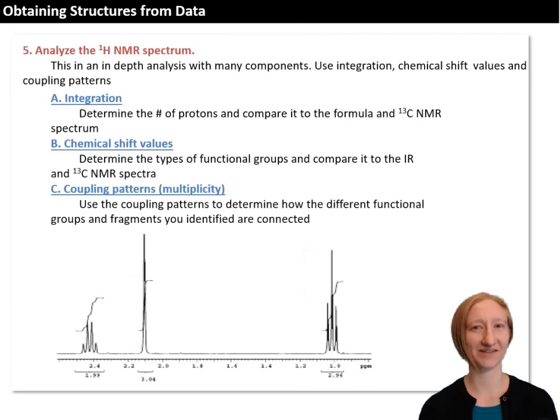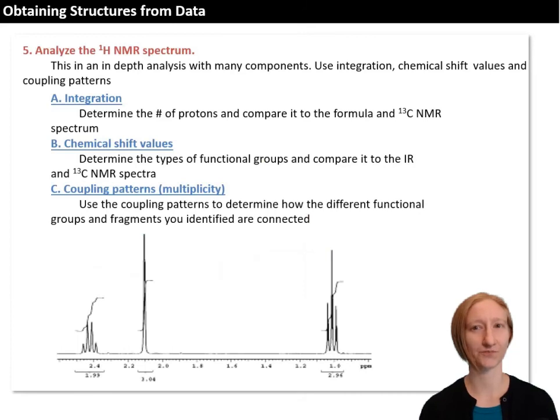Then I recommend tackling the proton NMR spectrum last. And this is an in-depth analysis that has 3 components. First, you'll use the integration. You'll determine the number of protons in the structure and compare it to the number of carbons. Then you'll look at the chemical shift values to determine the kinds of functional groups in your structure and compare them to what you determined from the IR spectrum. Then you'll analyze the coupling patterns. You'll draw partial structures from each of your peaks and use the multiplicities to help you piece them together in the right order.